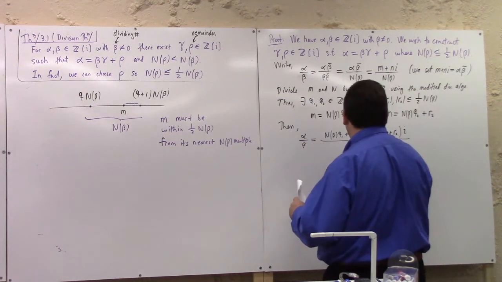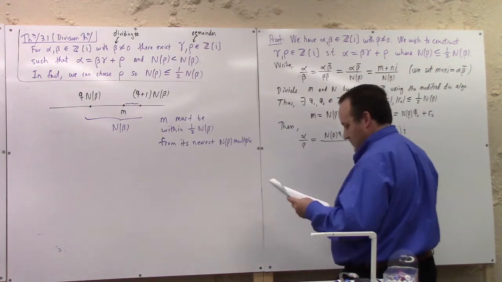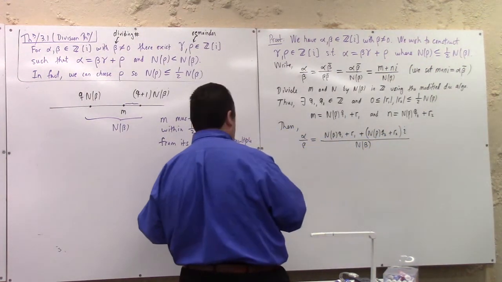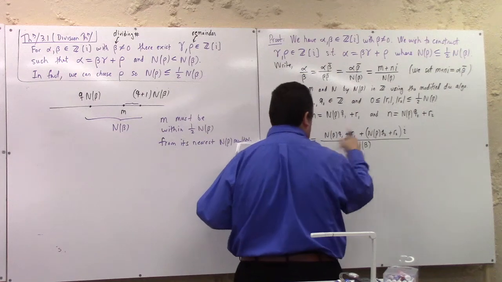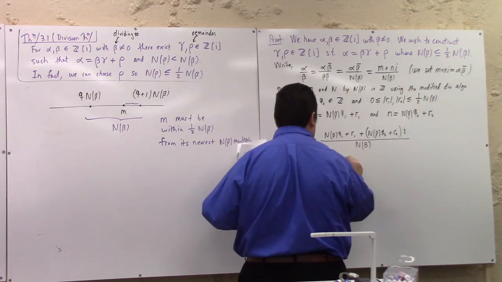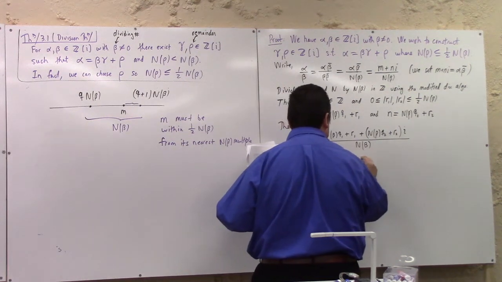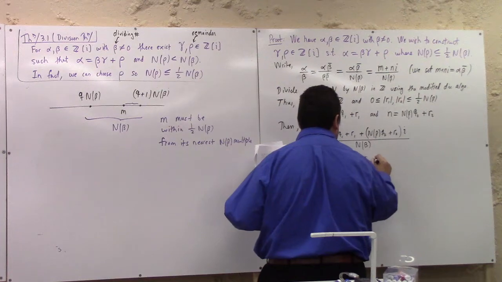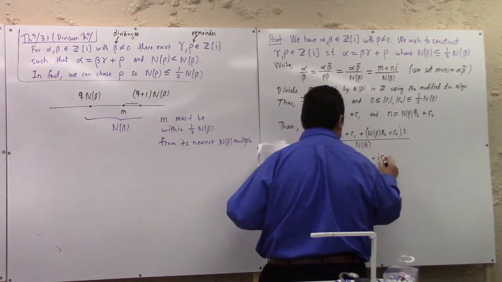N beta, right? Ooh, yeah. So we got the n betas cancel. And we got ourselves a what? Q1. I'm going to write it. Q1 plus iQ2, right? Plus R1 plus iR2.